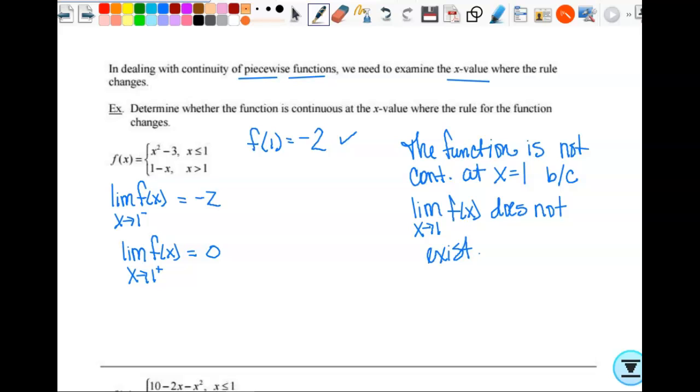I wrote out does not exist, so you really could put DNE right there. Or you could put this equals DNE, that would be fine too. Therefore, that's what makes it discontinuous there. We good on that? Okay, perfect. So let's look at the next one.